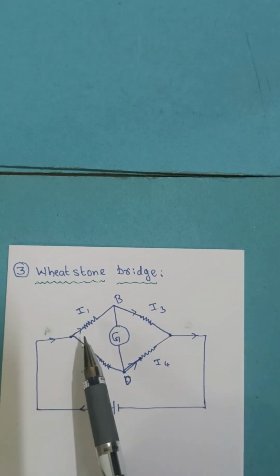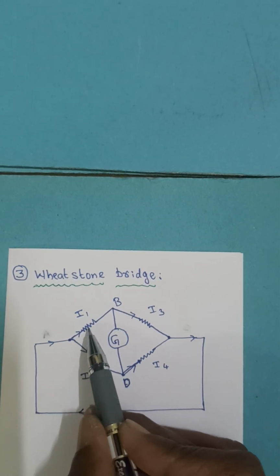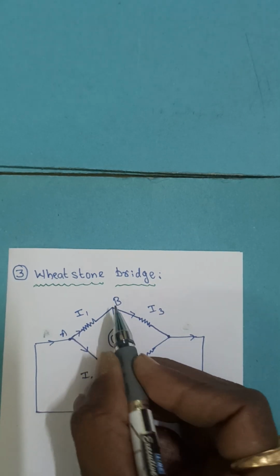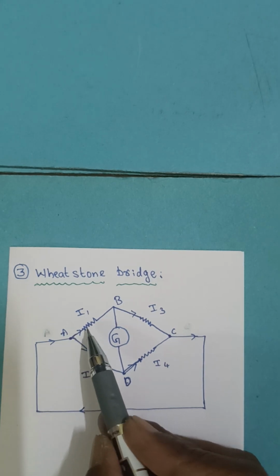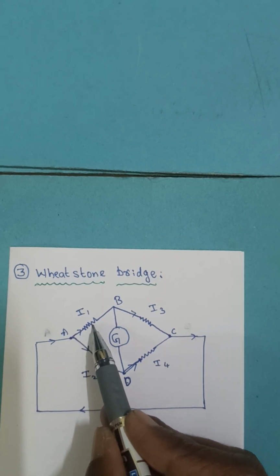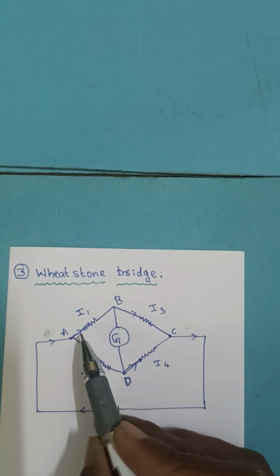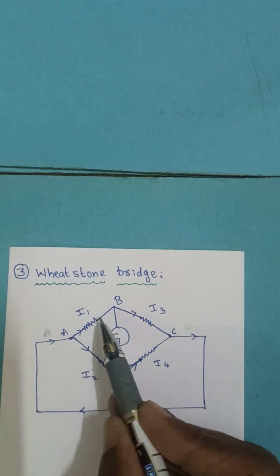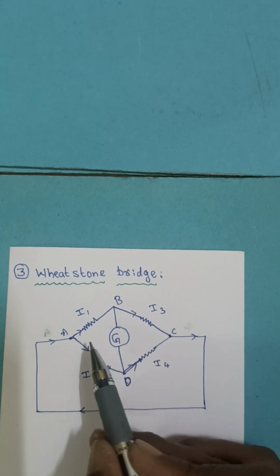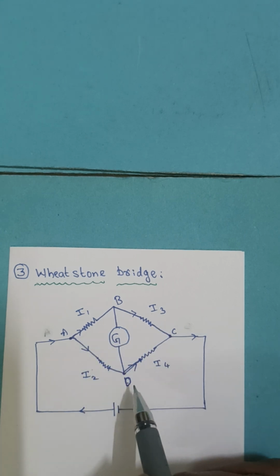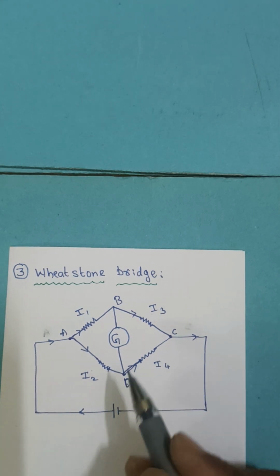Wheatstone bridge. See here, I1, I3. So you take A, B, C, D. So here R1 resistance, R2, R3, R4 resistors. These are the currents flowing: through A to B is I1, this resistor, B to C is I3, A to D is I2, D to C is a current flowing I4. So it is a battery.